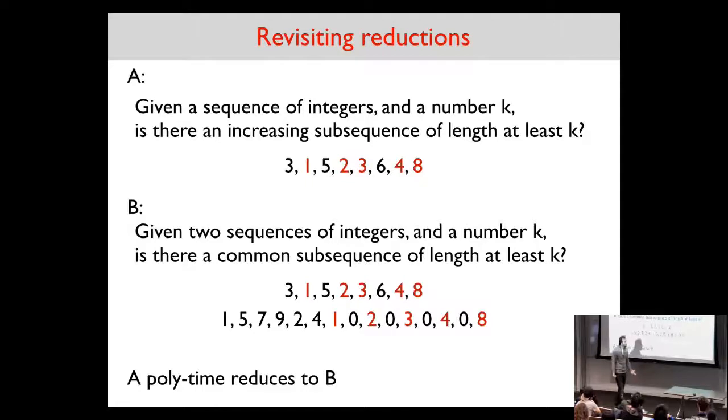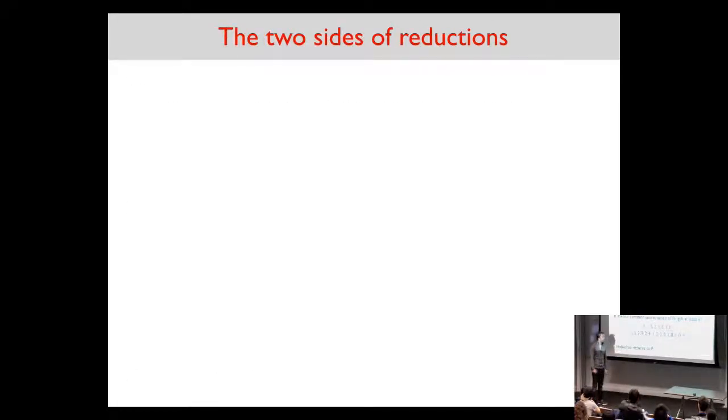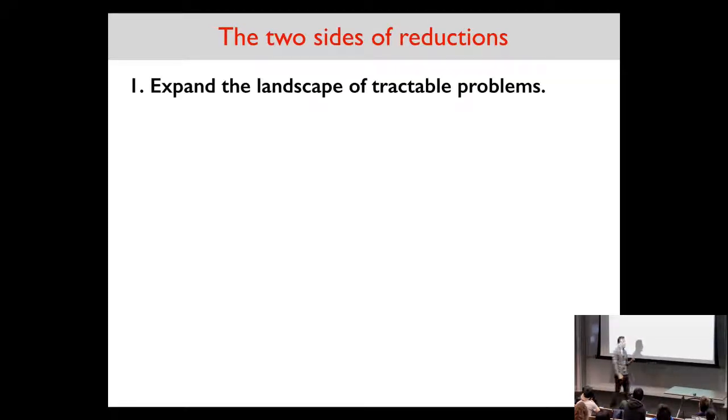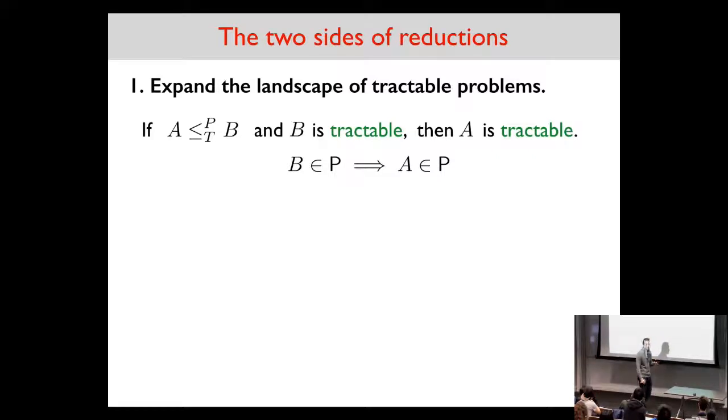So that's nice. So these are examples of reductions, and basically there are two sides to reductions. The first side is the nice side. It expands the landscape of tractable problems, polynomial time solvable problems. Why? Because as we said, if A is reducible to B and B is tractable, then A is tractable. If B is in P, then A is in P. And using reductions, basically, you can come up with new polytime algorithms for new problems.